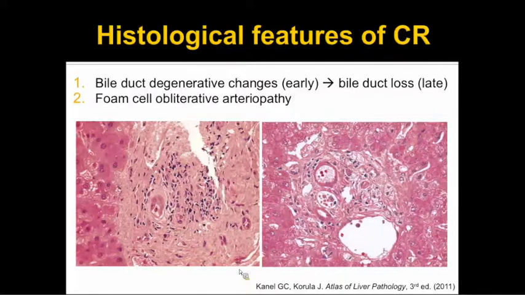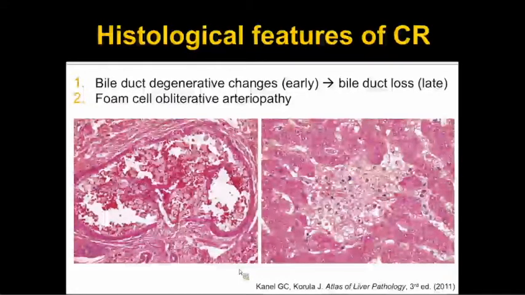So on the left-hand side here, this is an image of early chronic rejection, where you see a very abnormal appearing bile duct. It's very pink appearing. It clearly doesn't have normal looking nuclei of the cells. And here on the right-hand side, you have a complete bile duct loss. So this is now an example of late chronic rejection.